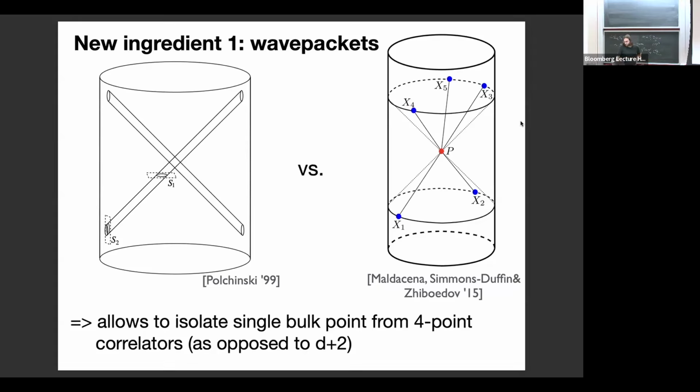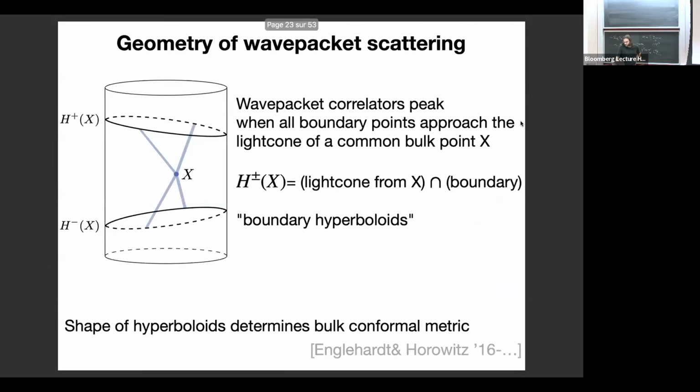So that's a very simple idea, but it's good to use wave packets. So the basic geometry of the bulk in this case: given any bulk point, the star of the problem is its past and future light cone. Where do they intersect the boundary? That's where you get the signal.